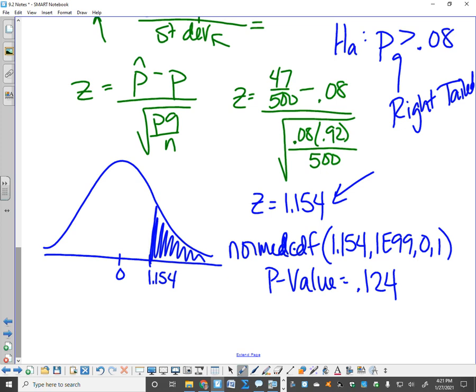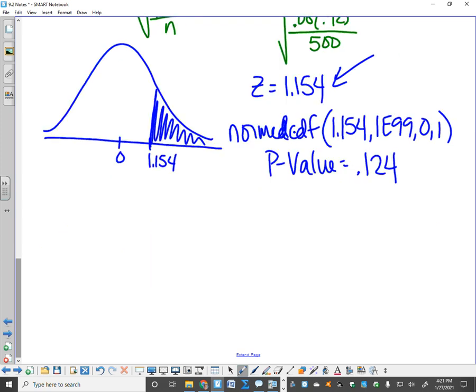Very, very large. Now, again, think about what the p-value is. The p-value is the probability that you get a truckload of potatoes that have greater than 8% blemishes. The fact that that can happen by chance is 12%. So the probability that I get a random truckload of potatoes, and I take a sample, and that sample has more than 8% blemishes, there's a 12% chance of that happening. So check it out. My alpha is at 5%. My p-value is up here at 12.4%.